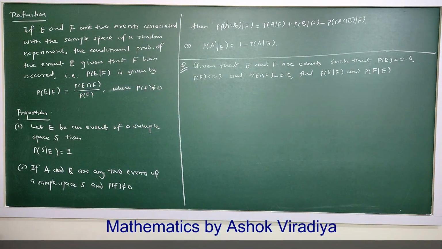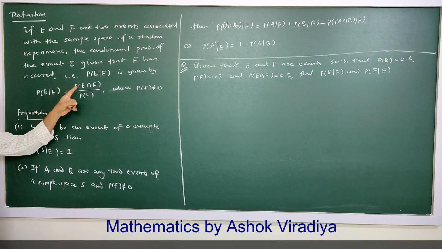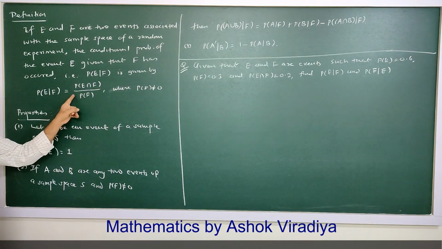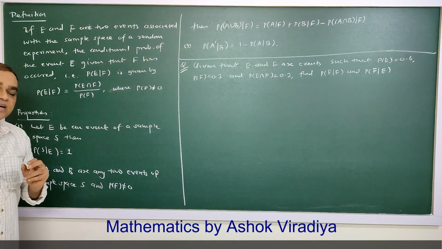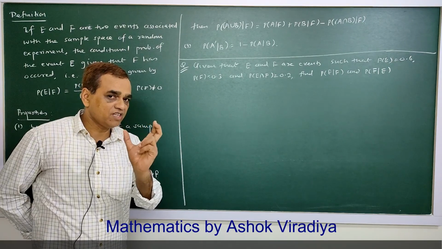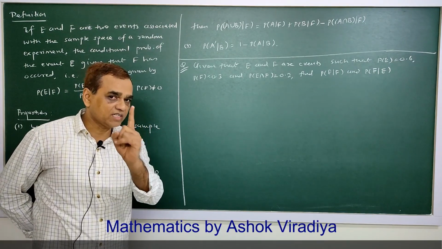Now properties. Let E be an event of a sample space S, then probability of S by E is always 1. See, probability of S by E is probability of S intersection E upon P of E, and S intersection E is E, so P of E by P of E, that is 1.